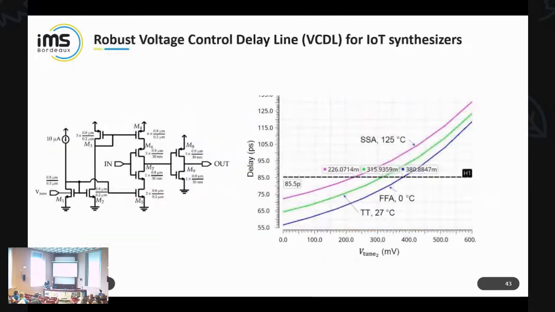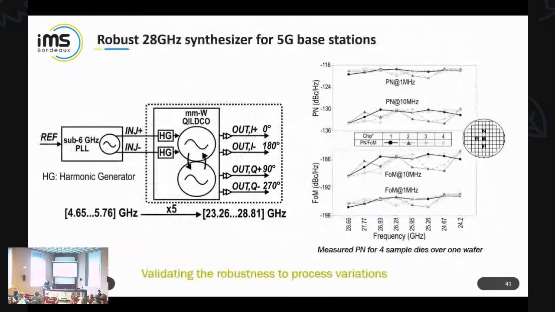Maybe you don't have questions, that's not a problem. Yeah? It was on slide 41. Oops. Is this one? Okay. Yes. There is a figure of merit. Yes. What is this figure of merit?